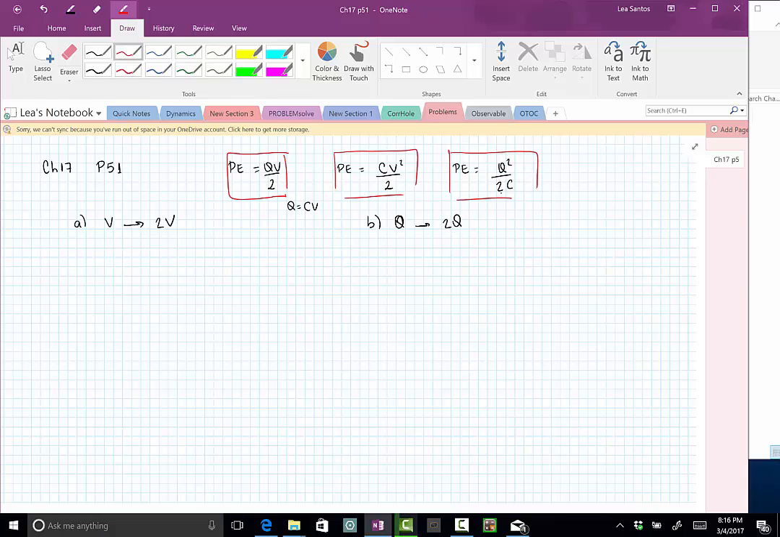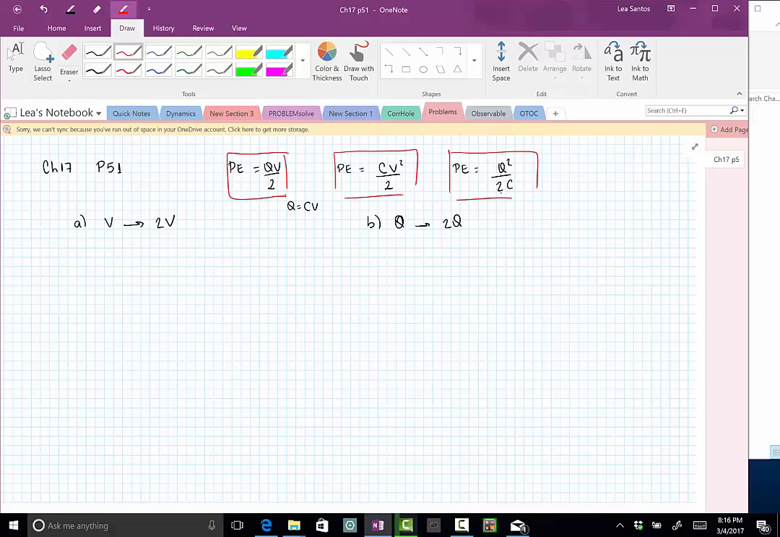So let's start from part A. Part A is the potential difference is doubled, and the capacitance is constant. I'm not touching my capacitor, I'm not bringing any dielectric. The only thing that I'm doing is changing the potential difference. How can I change that? Well, I remove the battery that I have and bring another one, a stronger battery, for example. So that's what I did.